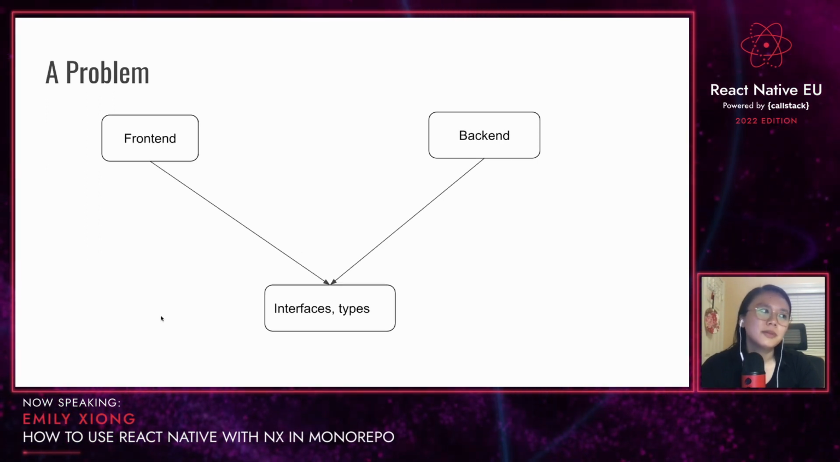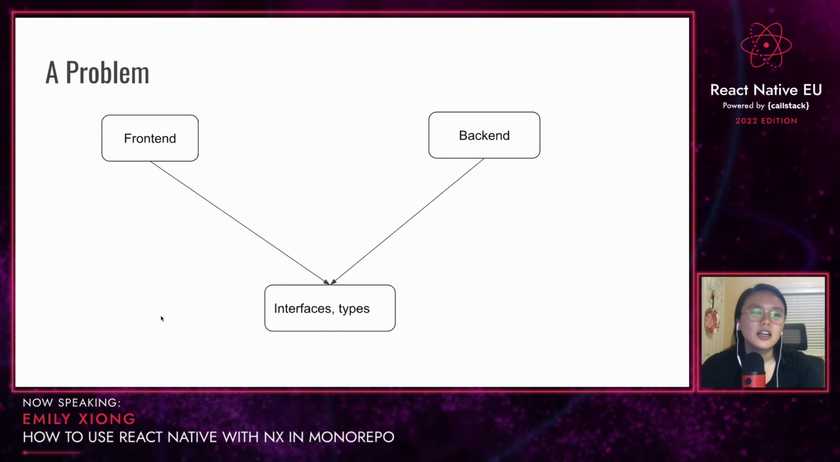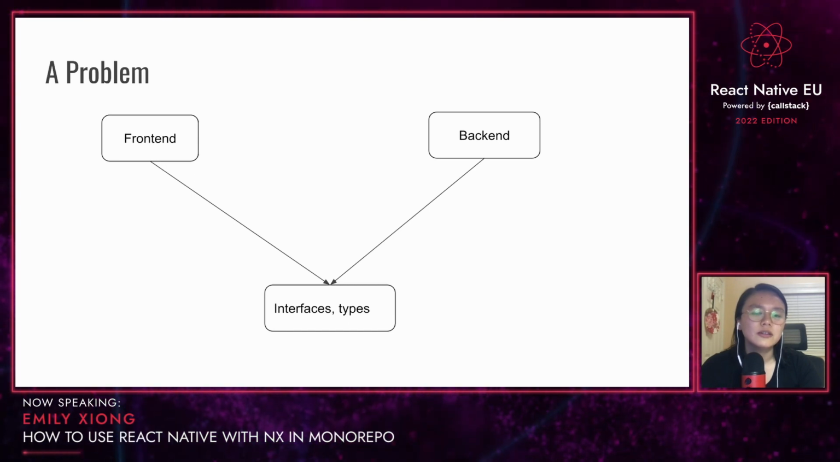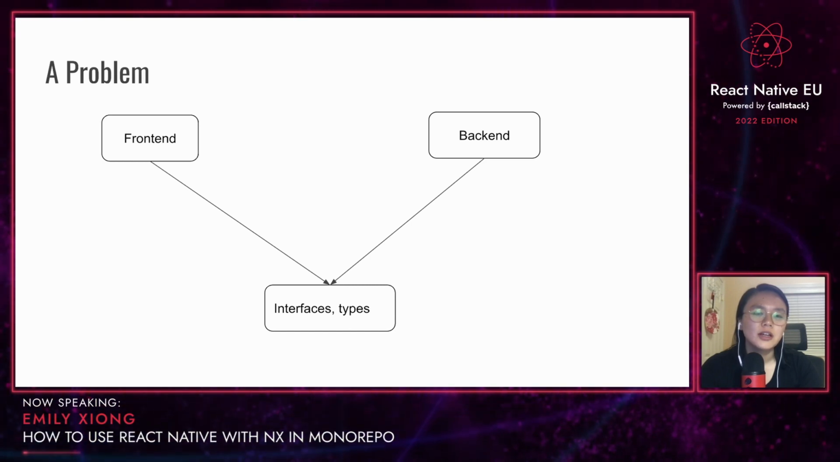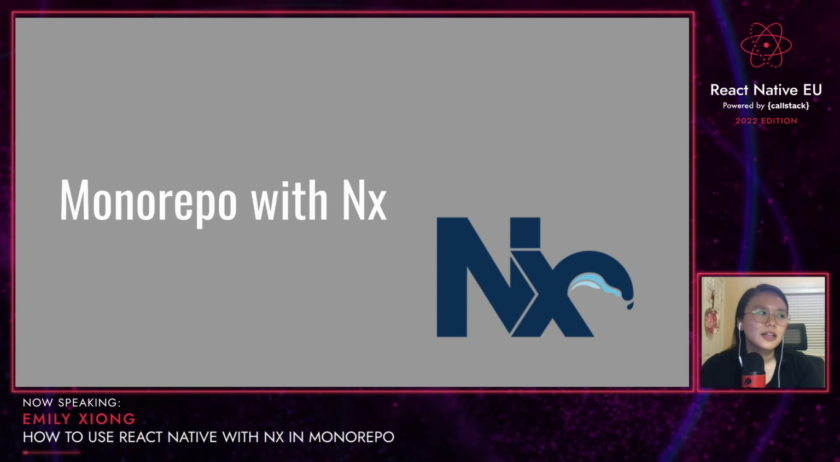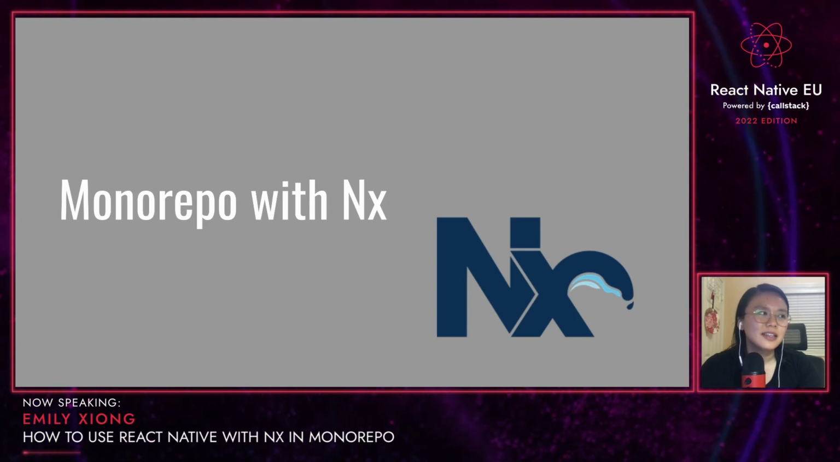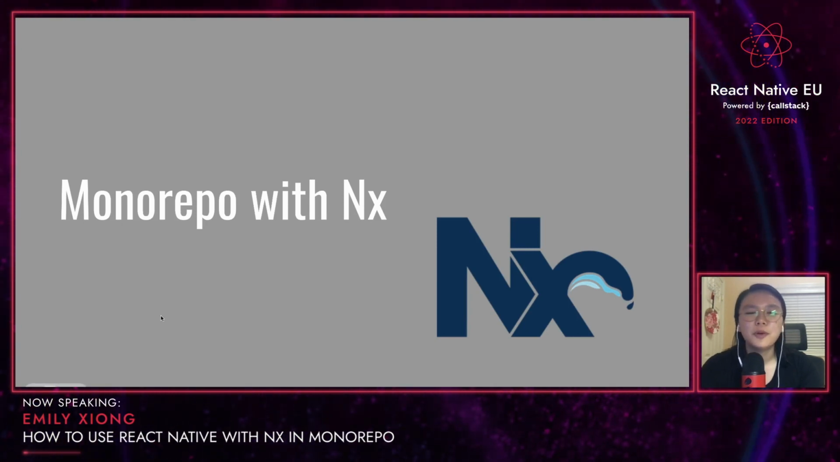Or a different problem I might have is my company has both front-end code and back-end code. They have the same interface and types. So how do I share interface and types between them? The solution I came up with is monorepo with NX.